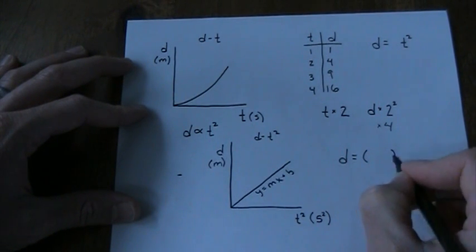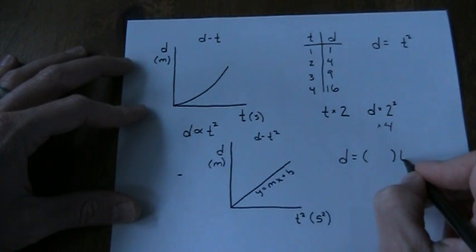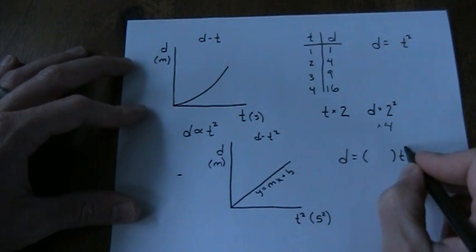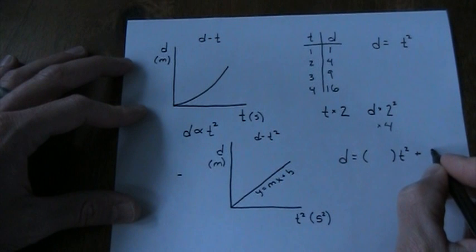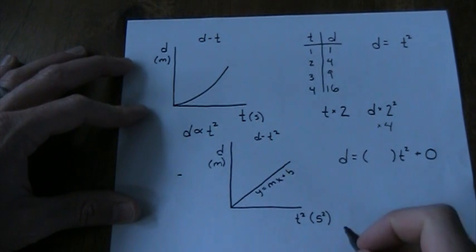so I'm going to have some value here for my slope m, my x variable, and y equals mx plus b. That x variable is going to be t squared. And then if I have a y-intercept, I will include it. In this case, I'm going to say that it's 0. It looks like it's 0, so we'll call it 0 for this one.